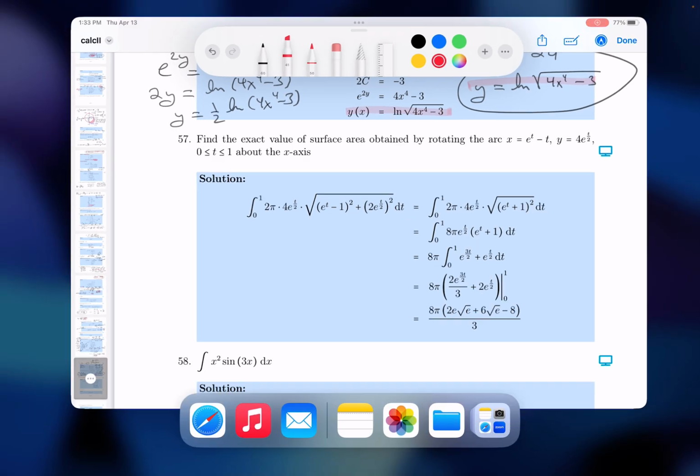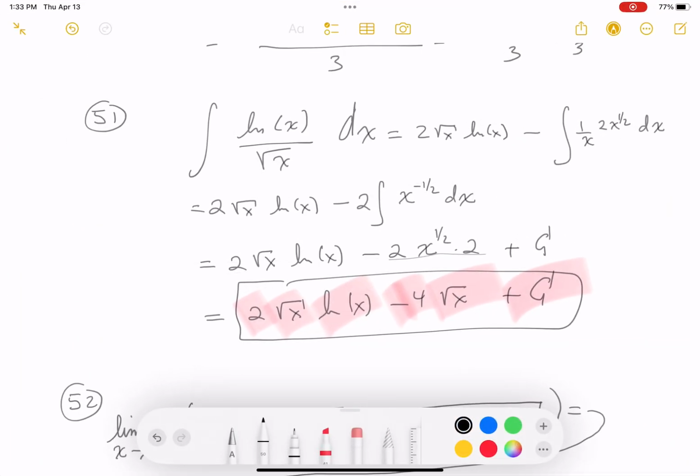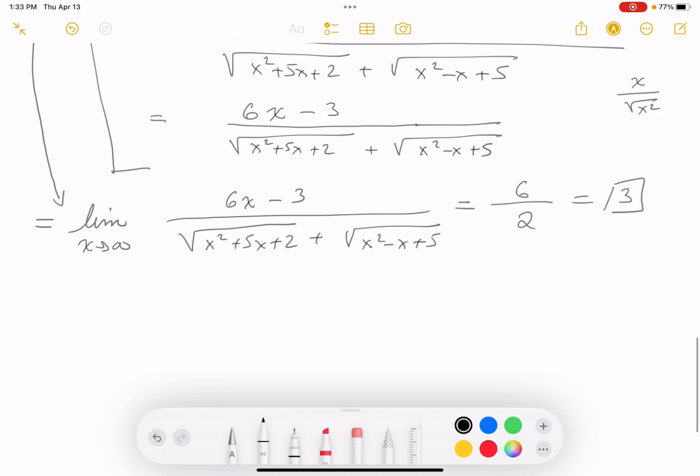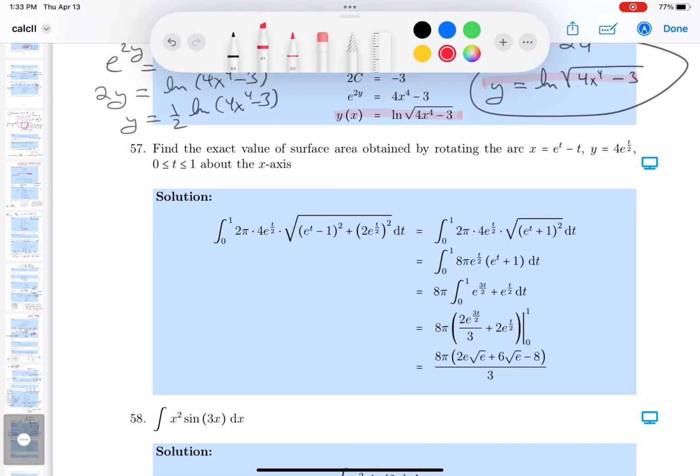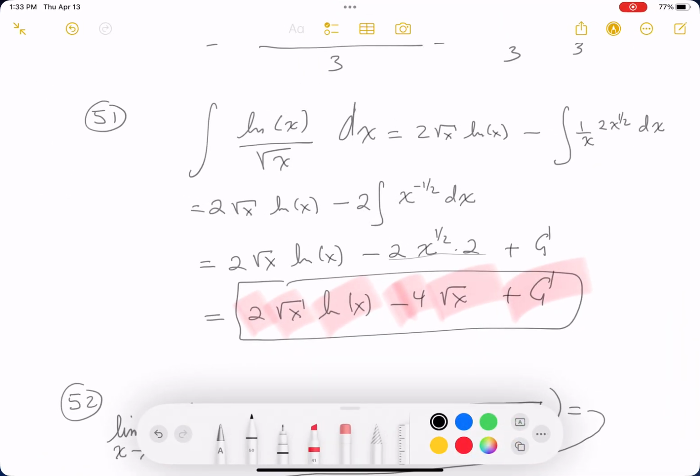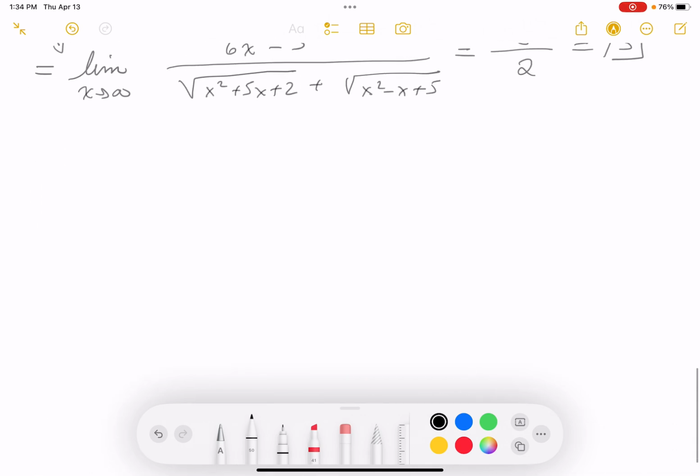Right, so what I'm going to do is go to the whiteboard. I forgot what number this is, and I'm going to write that down for you. It's 57. So if I were doing this, I would write certain things down. I'm going to write x down, and x is equal to e to the t minus t.